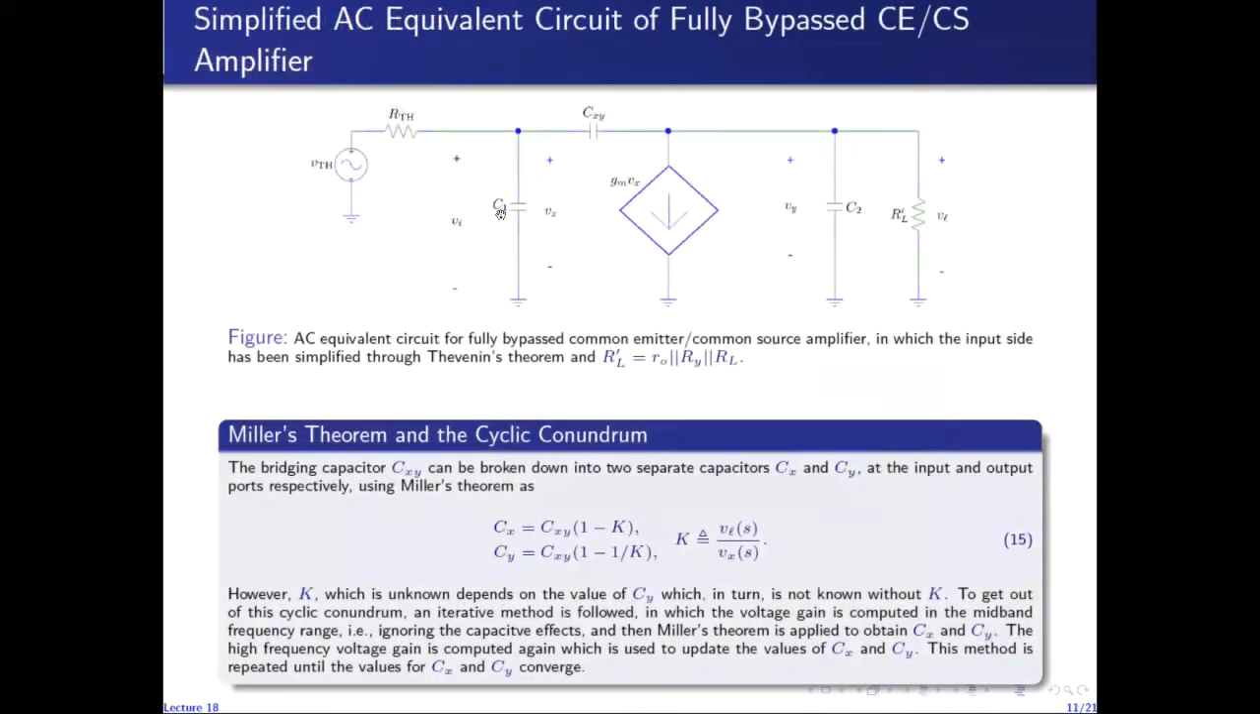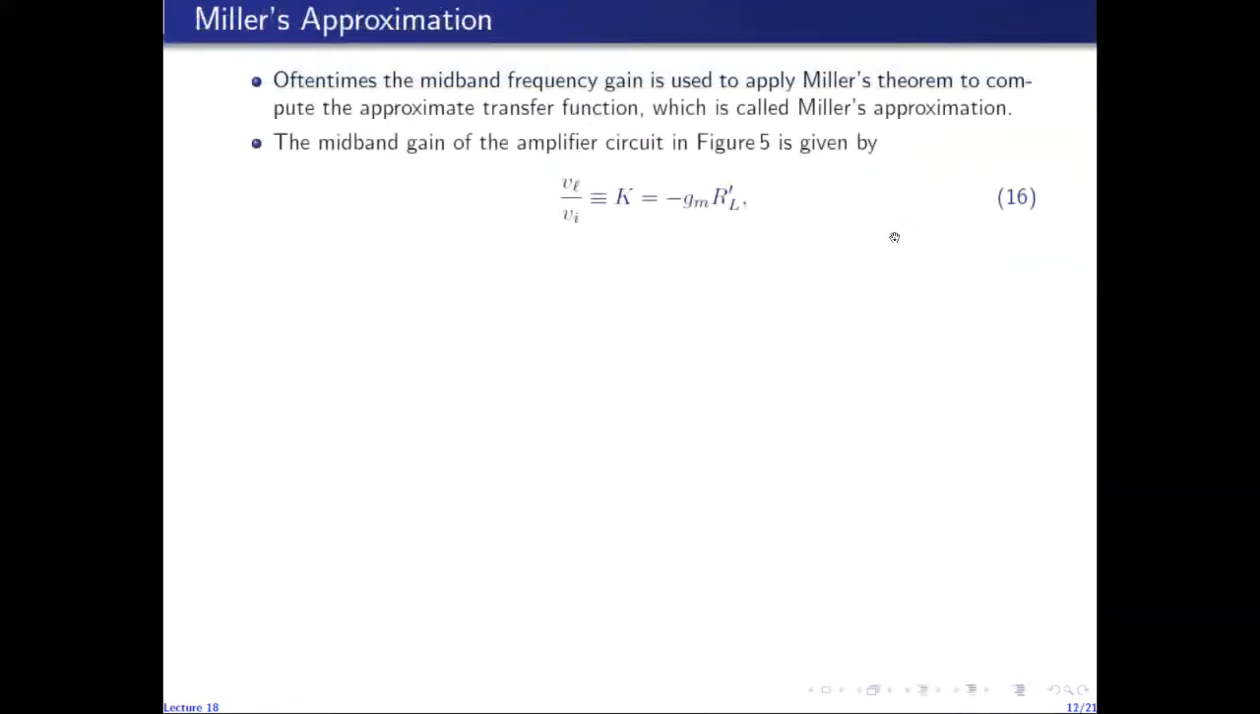So in the midband, when we ignore C1, Cx, Cy, and C2, then there is an open circuit here, and VL is given by minus gm Vx times RL prime. So VL over Vx will be minus gm RL prime, and since Vx is equal to Vi, VL over Vi will be minus gm times RL prime.